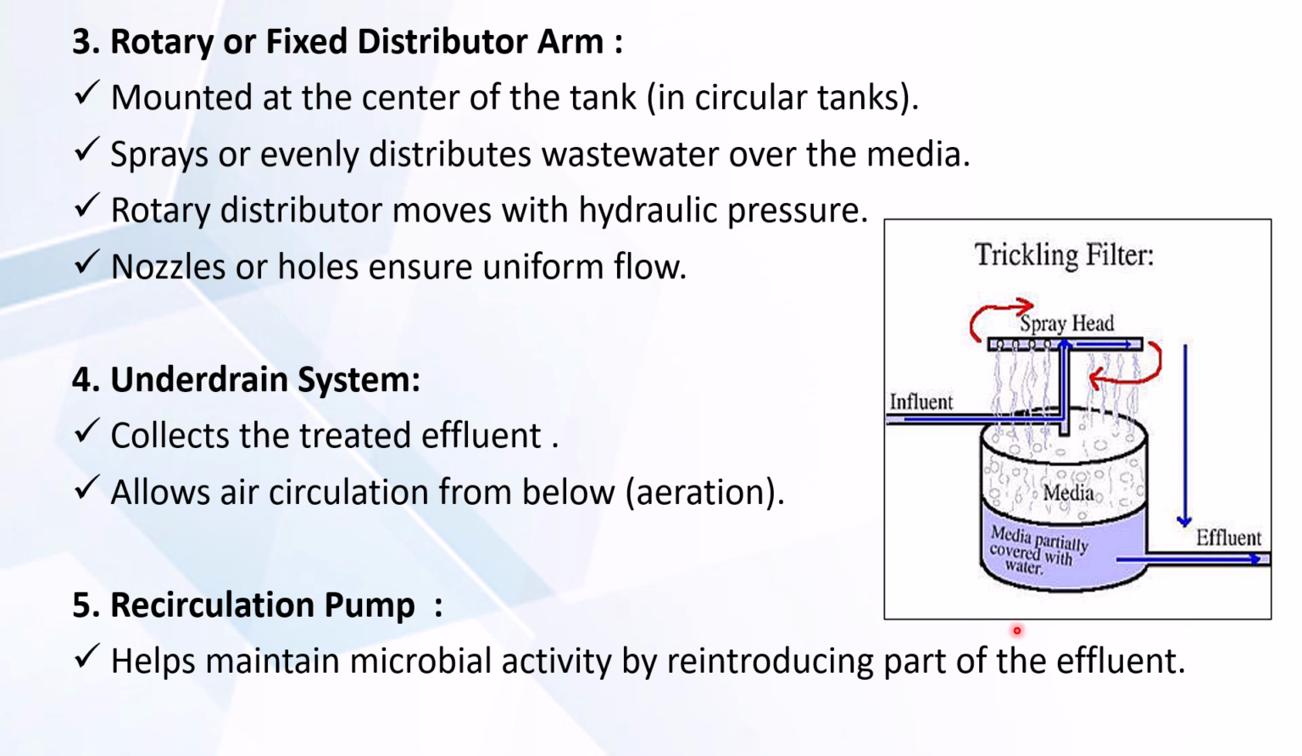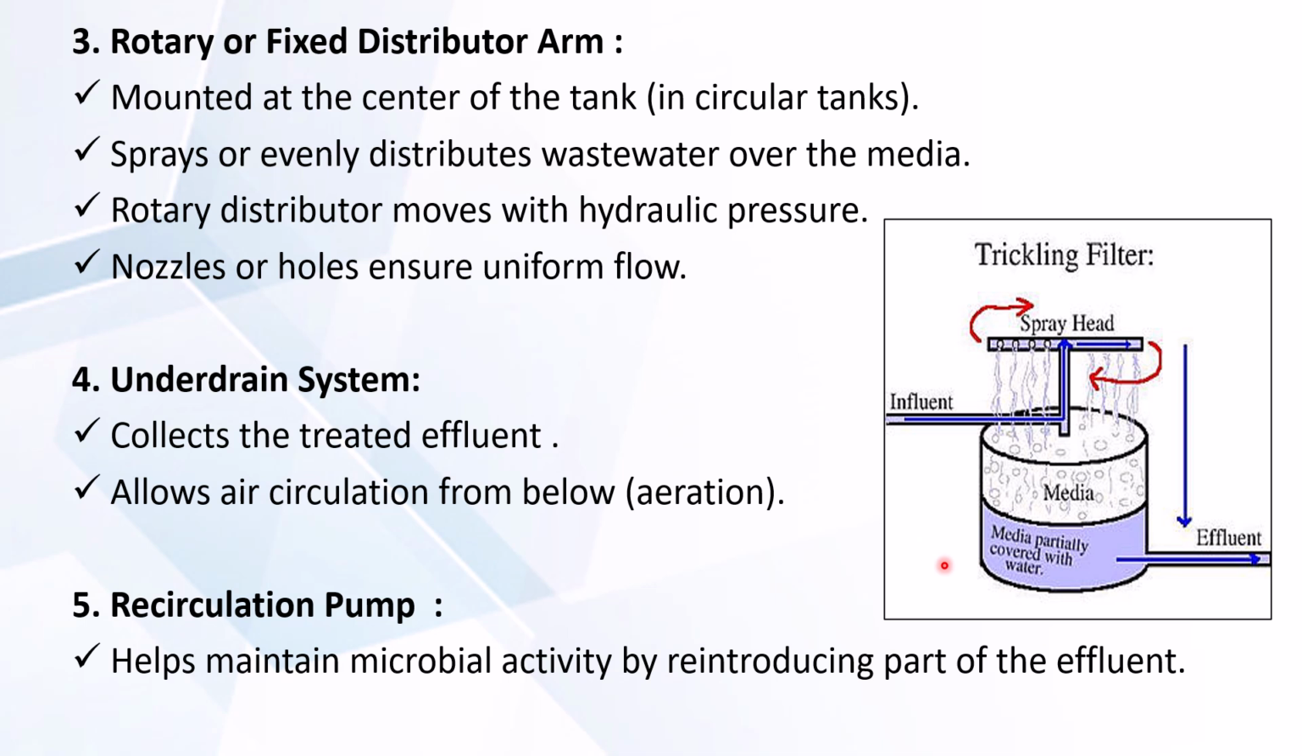The fourth is the underdrain system. It is located at the base of the trickling filter. This system collects the treated effluent and it allows the air circulation from below. Now, the fifth is the recirculation pump. It helps in maintaining the microbial activity by reintroducing the part of the effluent.